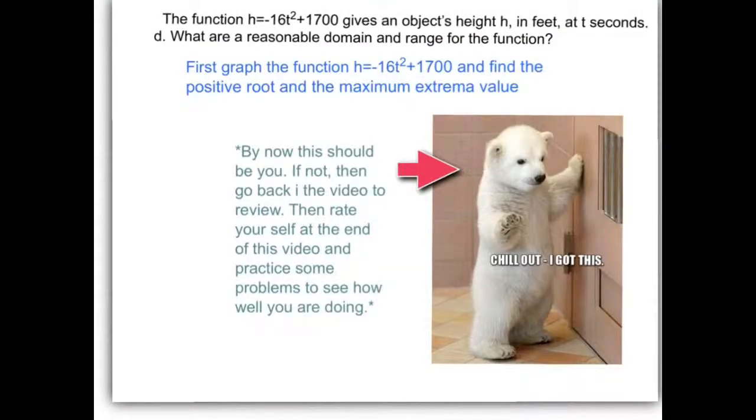Now one more. The function h equals negative 16t squared plus 1,700 gives an object's height h in feet at t seconds. What are a reasonable domain and range for the function? First, graph the original function h equals negative 16t squared plus 1,700 and find the positive root and the maximum value. By now, you should be a pro. If not, then go back in the video to review, rate yourself at the end of this video, and practice some more problems to see how well you are doing.